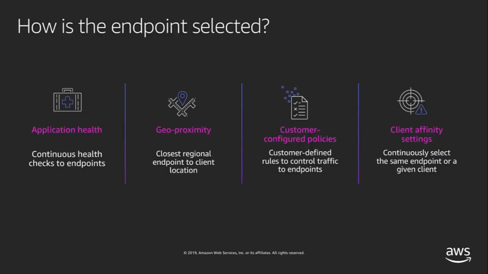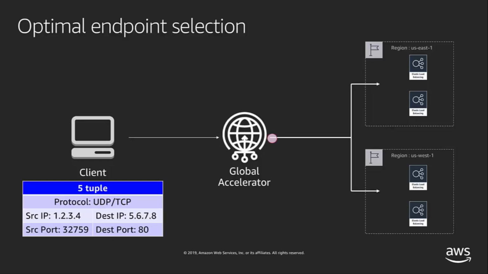And finally, there is this aspect where you can set client affinity so that the same client will always be directed to the same endpoint in your backend. By default, your client gets directed to an endpoint based on this 5-tuple, which is a combination of the protocol, the source IP, the source port, the destination IP, and the destination port. That's how Global Accelerator selects the optimal region for your client. And then we hash this 5-tuple and make sure that it goes to a region, and then it's distributed evenly across endpoints in the same region.